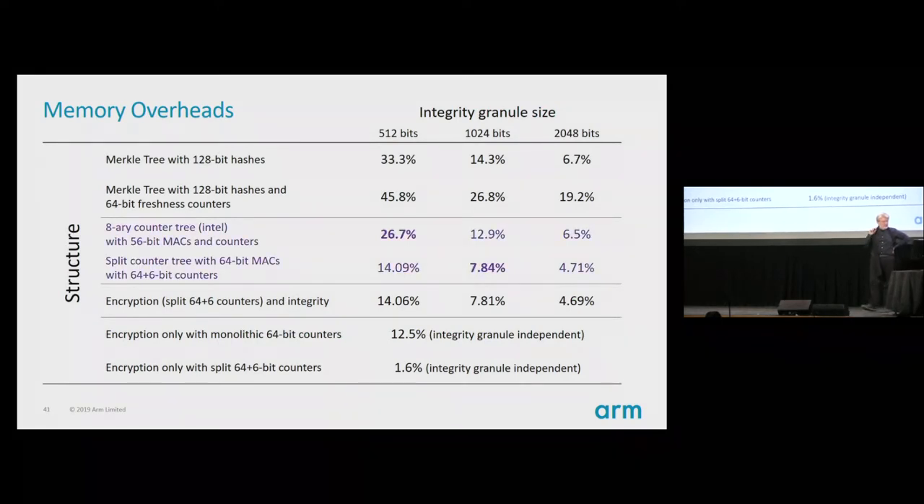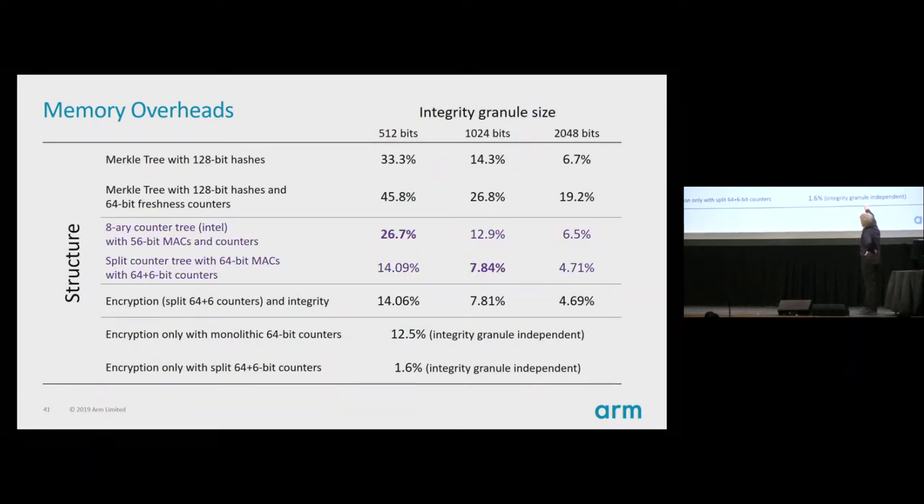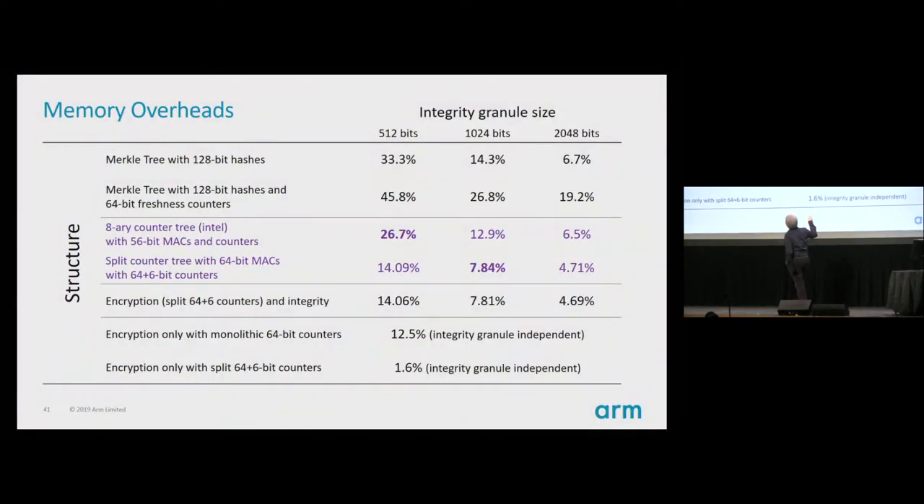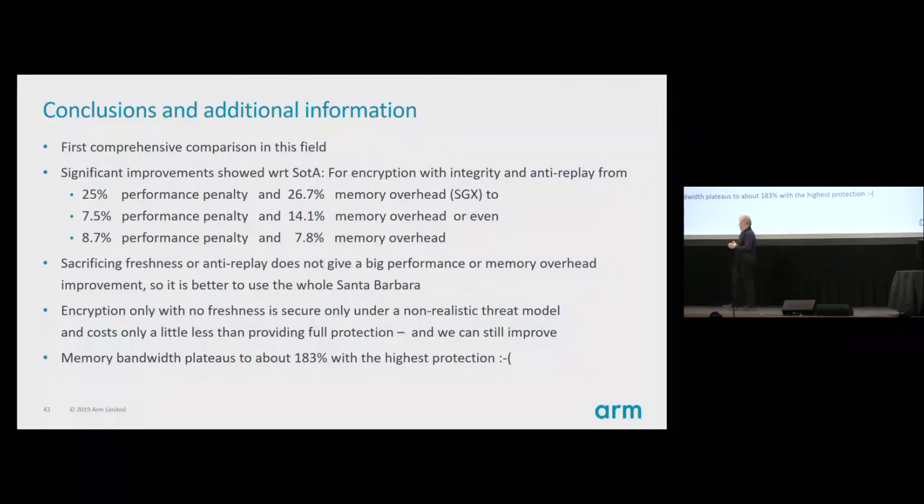So that's actually the takeaway of this slide. With the current state of the art on the market for good protection, so what Intel is providing, we get a 26.7% performance penalty. Using split counters instead, we get down to 7.8%. What about the memory overhead? So we had the 25% slowdown, and 26.7% memory overhead. And here we get 7.8% in memory overheads.